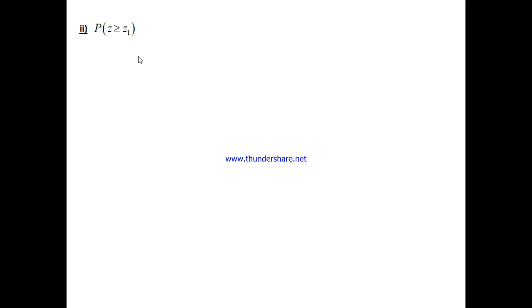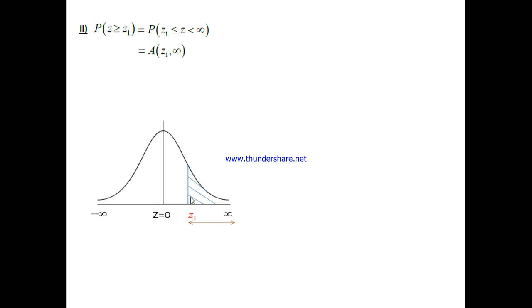Similarly, when z takes the values greater than z1, that means it is from z1 to infinity. That is the area under the standard normal curve bounded by z1 to infinity. And to find this, first we have to find the area bounded by 0 to infinity. From that, let us subtract the area bounded by 0 to z1. The area bounded by 0 to infinity is 0.5. From that, we are subtracting the area bounded by 0 to z1, which is a positive value. So, obviously, we are going to get a value which is less than 0.5.